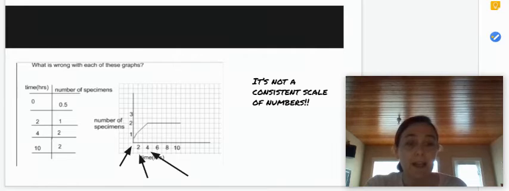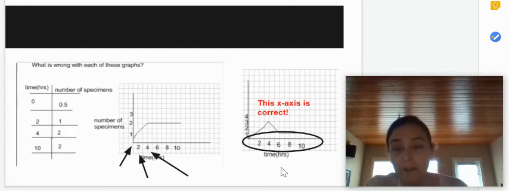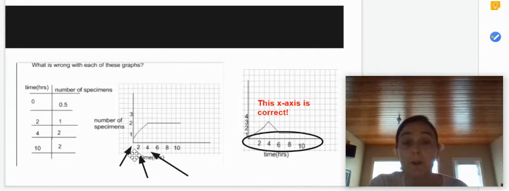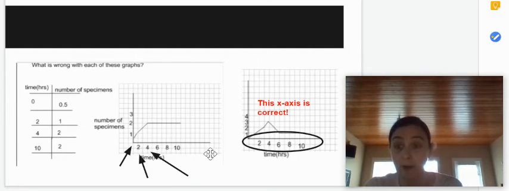So instead, the x-axis should have looked like this, where we had our 0 and then you go 2 boxes, and then you go 2 boxes, and then you go 2 boxes. The other alternative is you could have gone every box. You could have gone 2 and then 4 and then 6 and then 8 and then 10 and squished it all up, right? Or you can go every 2 boxes, 2 and 4 and 6 and 8 and 10, but you can't change the pace at which you go across the numbers.